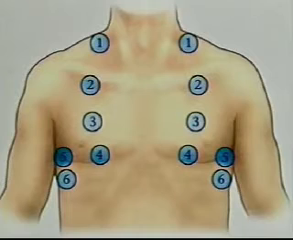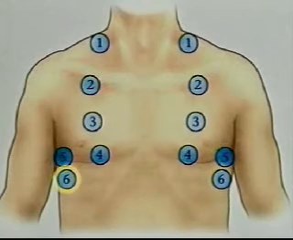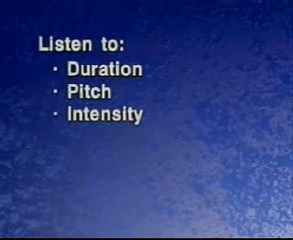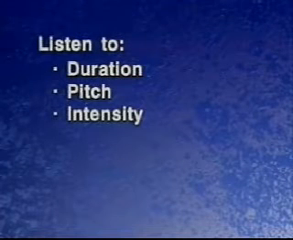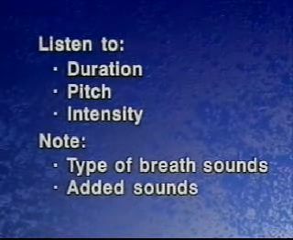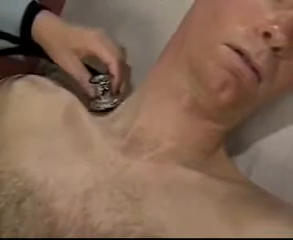To auscultate the anterior chest, take the same systematic approach you used for percussing the anterior thorax. If necessary, gently displace the patient's breasts to auscultate all important areas. Listen to the duration, pitch, and intensity of the inspiratory and expiratory sounds. Decide what type of breath sounds you are hearing, and note any added sounds. If you hear heart sounds near the heart, try to ignore them while you concentrate on the breath sounds. Now let's listen as the examiner auscultates.